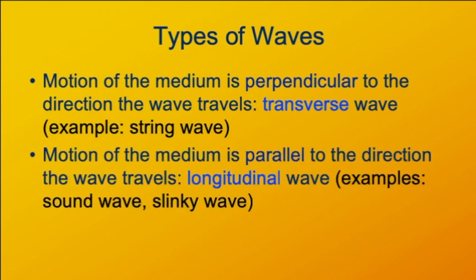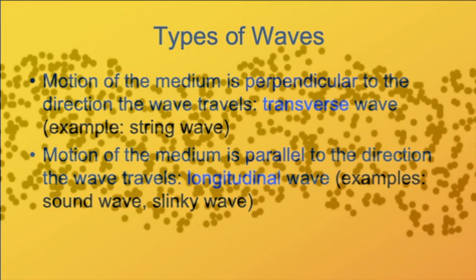With the slinky, there was a wave of compression or rarefaction in which the coils of the spring moved in the same direction along the same line of propagation of the wave itself.